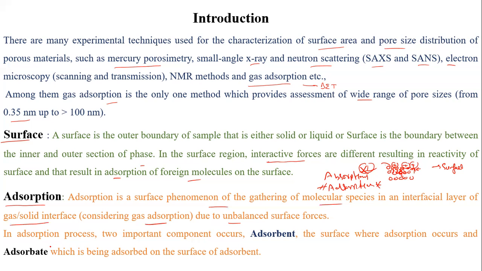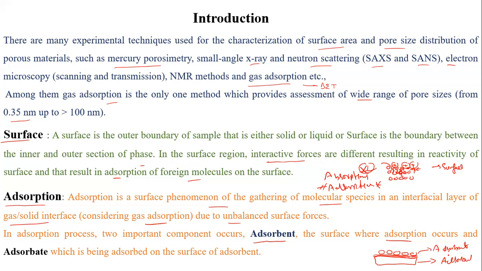If we talk about adsorption, two important components are involved. One is your adsorbent. What is an adsorbent? This is the surface where adsorption occurs. So it is the solid. For example, this is a solid. The solid acts as the adsorbent, on which the adsorption actually takes place. And if these are the gas particles which are adsorbed on this solid, then these gas particles are known as the adsorbate, and the solid material is known as the adsorbent.